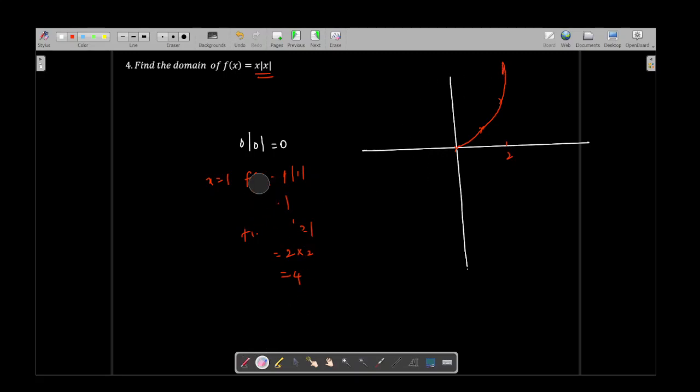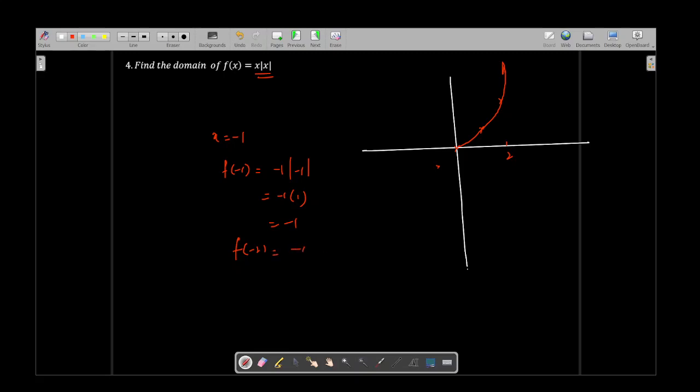What happens at the negative axis? If you put x is equal to minus 1, you'll get f of minus 1 is equal to minus 1 mod minus 1, which is minus 1 of plus 1, which is minus 1. Put f of minus 2, you'll get minus 4, you can verify. So you'll get a curve like this. So the domain is complete real number, as well as the range. The range is also complete real number because it covers all the values in the y-axis.